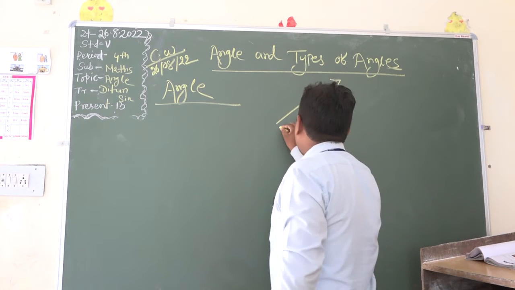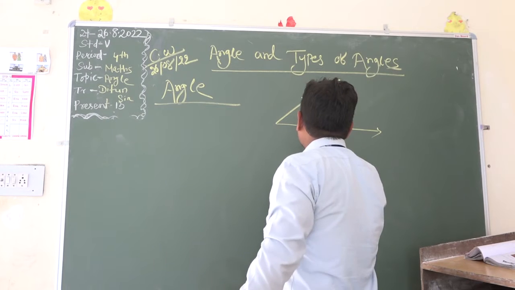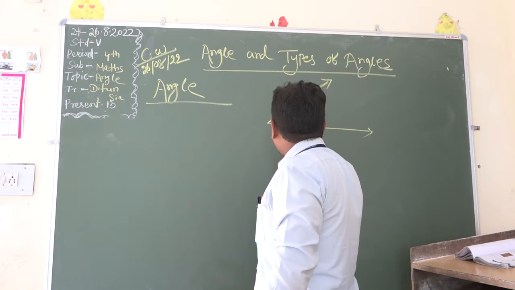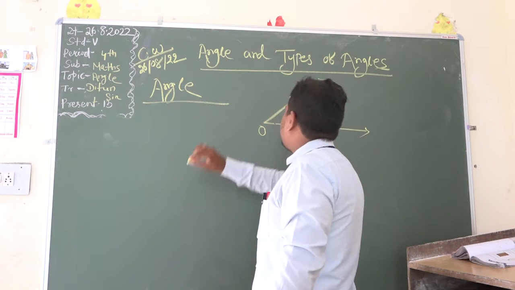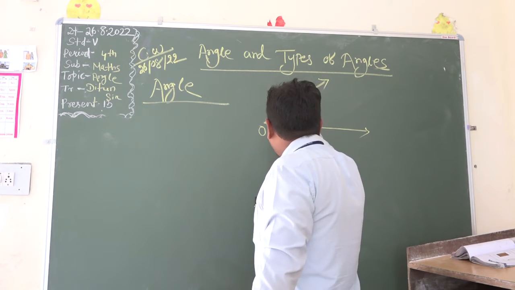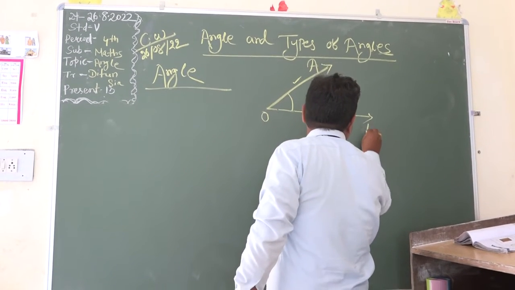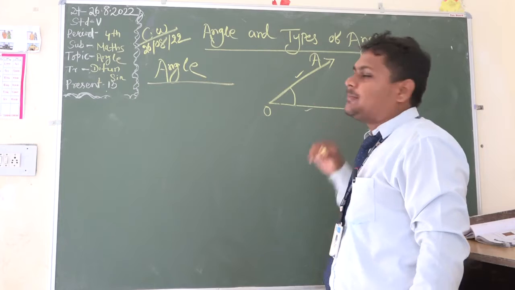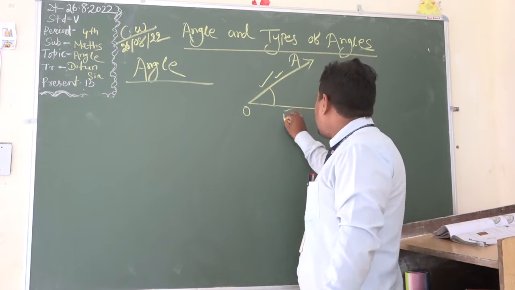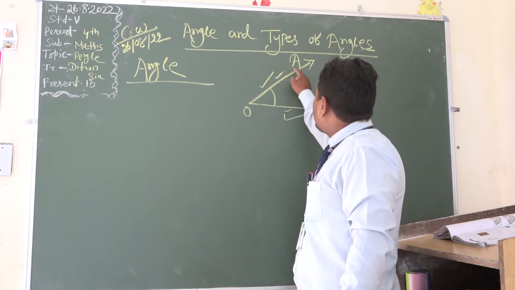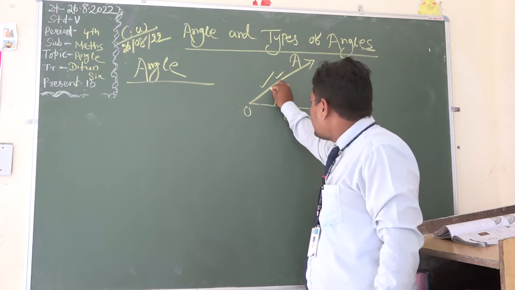Yes or no? If they meet at one point, I will draw the two rays. This is the first ray, this is the second ray, and they meet at one point. Suppose I give the name O. So they form the angle. You will write the name of the angle as AOB. What are the names of the two rays? The two rays are OA and OB. So when OA and OB join at one place, they form the angle.